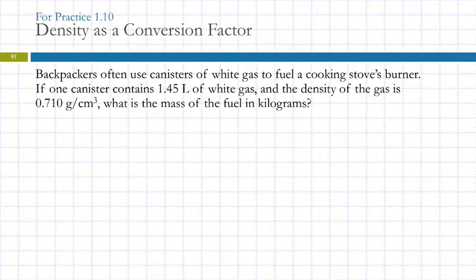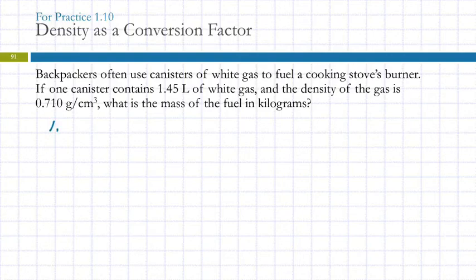So here's the story. Backpackers often use canisters of white gas to fuel a cooking stove's burner. If one canister contains 1.45 liters of white gas and the density of the gas is 0.710 grams per cubic centimeter, what is the mass of the fuel in kilograms? Okay, lots and lots of words. Pull the numbers out. Because we can't really tell where we're starting until we look at the numbers.